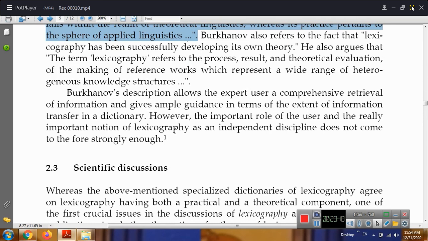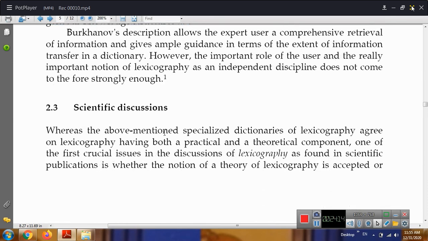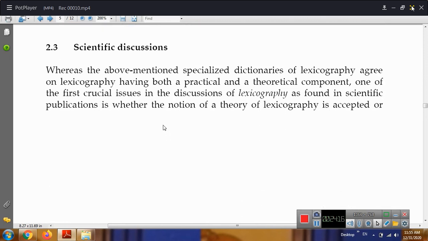Descriptions allow the expert user comprehensive retrieval of information and give ample guidance in terms of the extent of information transfer in a dictionary. However, the important role of the user and the notion of lexicography as an independent discipline do not come to the fore strongly enough in scientific discussion, whereas the above-mentioned specialized dictionaries of lexicography agree on lexicography having both a practical and a theoretical component.